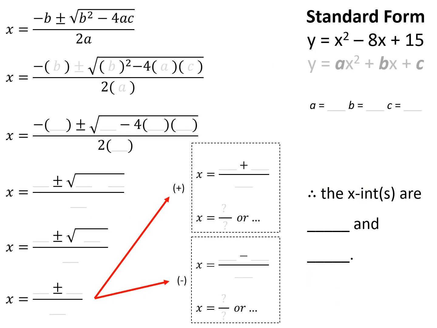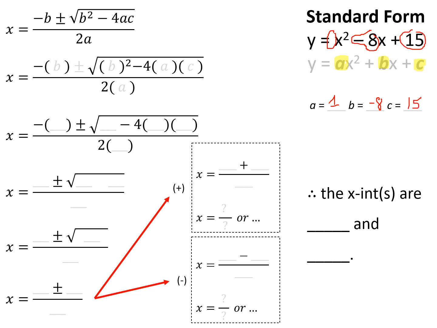As stated at the beginning of the lesson, the quadratic formula is used to find the x-intercepts of a quadratic relation, and it is used if you're given standard form. In the top right, you'll see the general form of standard form. A represents the coefficient of x squared, B represents the coefficient of x, and C represents a constant. In our particular situation, the A value happens to be positive 1. Our B value happens to be negative 8, and our C value happens to be positive 15.